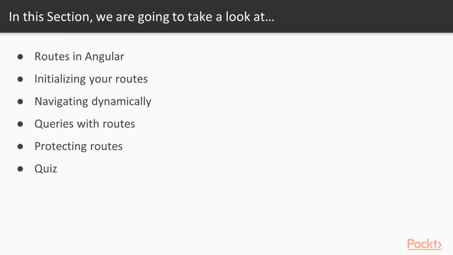In 4.4, we're then going to send queries and fragments to our routes and learn how we can retrieve those. And then in 4.5, we're going to protect our routes with an auth guard and show how you can restrict access to routes based on an admin privilege. And then we're going to finish up with a quiz.